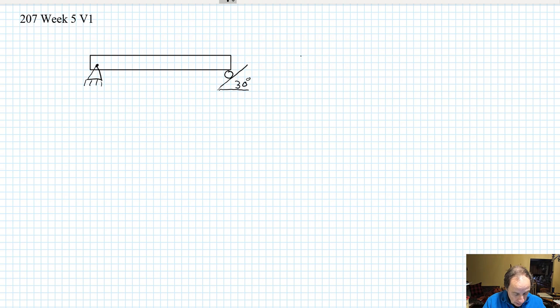And of course we have a load on this. We'll put that over here. And we'll get the specifics of that in a minute. Okay, so right underneath this, we're going to draw the free body diagram. So let's do that here.